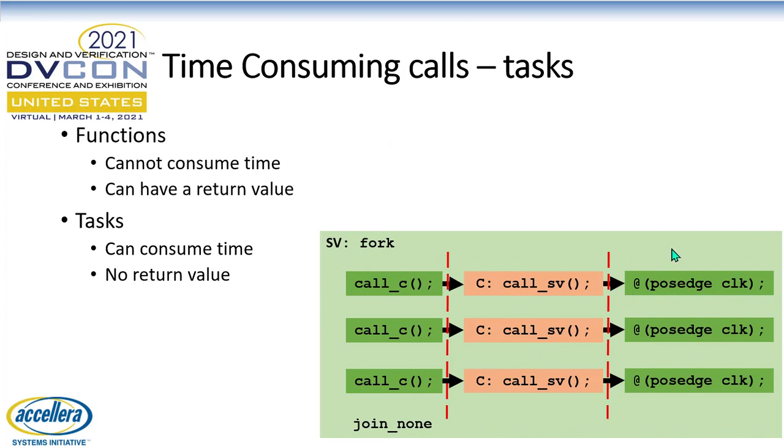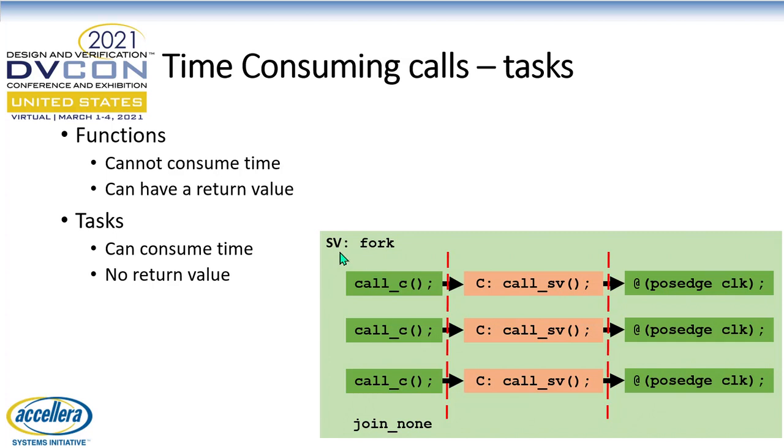What about tasks? Well, we already talked about functions and tasks. So the difference between them is a function cannot consume time, and it can have a return value. A task can consume time, but no return value. And in this talk, I'll just talk about functions really, but you can call a task anywhere. There's a few extra pieces of syntax you may need. So what about tasks and C?